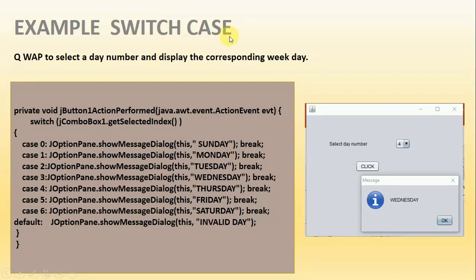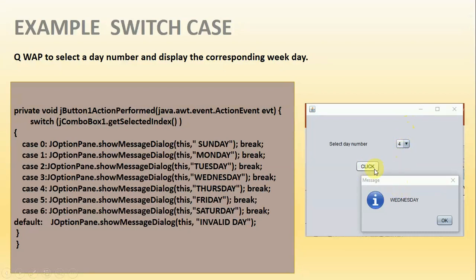So let us see an example of switch case. The question here is to write a program to select a day number and display the corresponding weekday. In this case, I have taken a label on which I have written select day number. Then I have taken a combo box on which numbers are written from 1 to 7. 1 is for Sunday, 2 is for Monday, 3 for Tuesday, and 4 you can see here is for Wednesday.